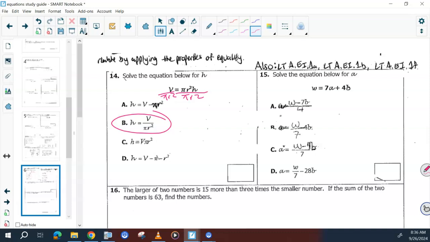Now we can do 15 also because that one was simple. If we're solving 15 for A, we would first get rid of 4B by subtracting. We have W minus 4B equals 7A. And then we would divide everything by 7.